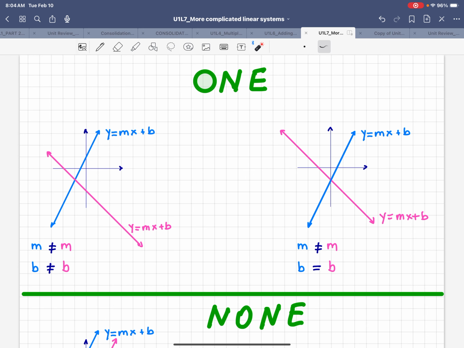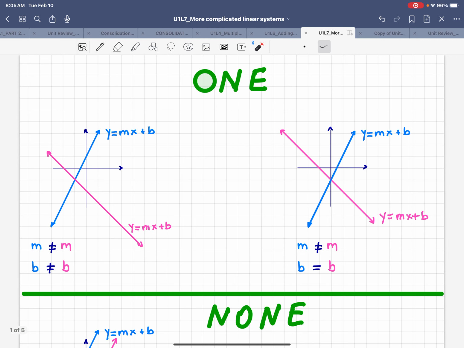And the second case is when the slopes are different and the y-intercept may be the same as well. In this case, the y-intercept is actually the point of intersection. So the condition for two lines to have one point of intersection is that their slopes are different. The y-intercepts may be different or may be the same. They still can have one point of intersection.